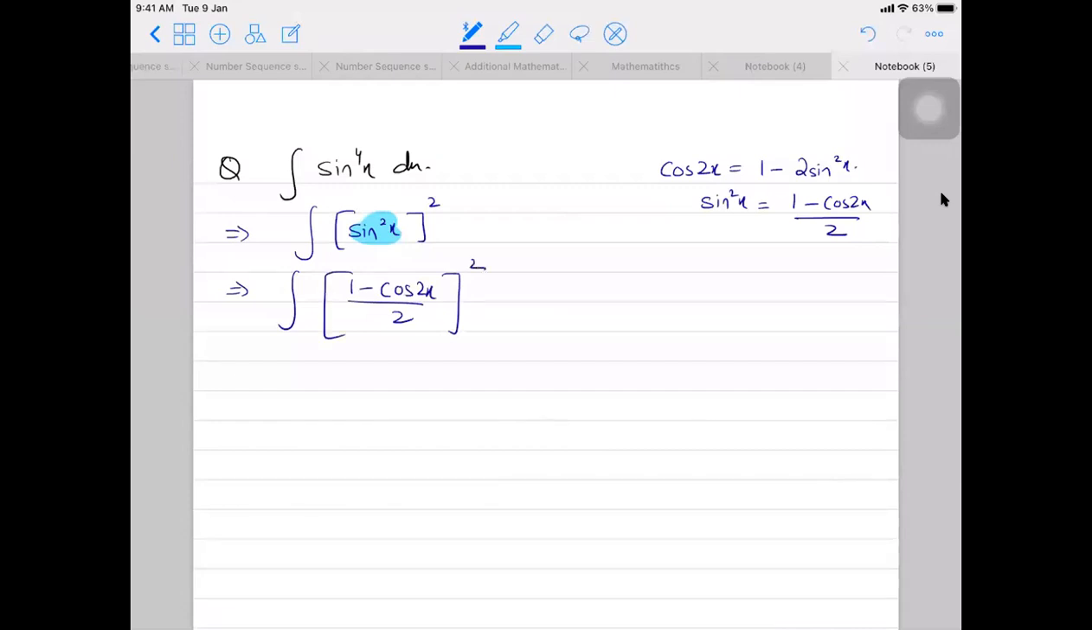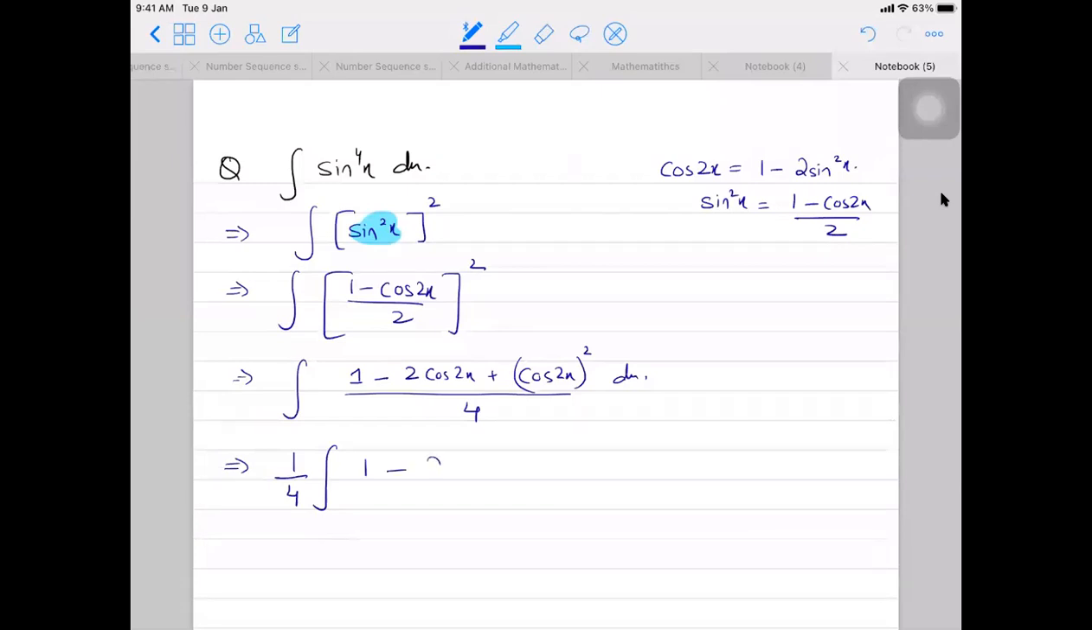Now I can expand this using the expansion identity of a minus b the whole thing squared. That was a square minus 2ab plus b square. So the first term is going to be 1 minus 2 cos 2x plus cos 2x squared, upon 4. I can take 1 over 4 outside, and I just need to integrate this expression.